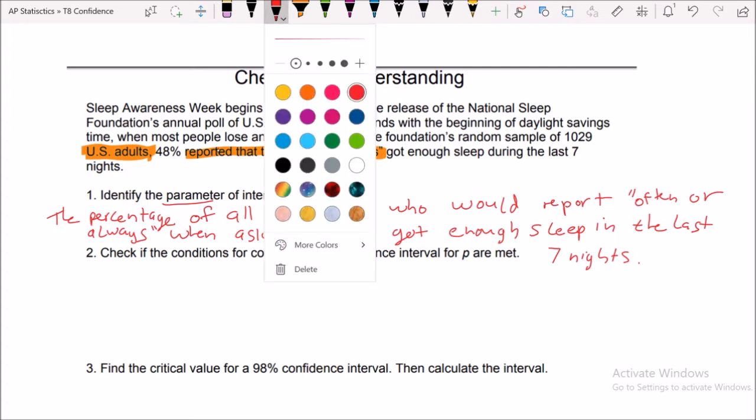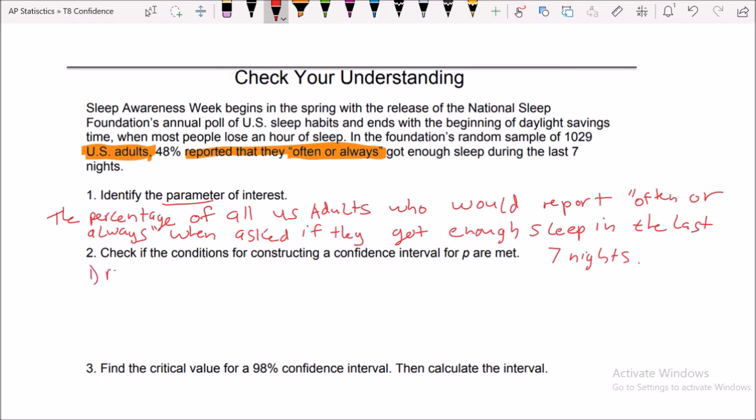Okay, let's run through the 3 conditions. The first one is randomness. Okay, did we do that? Up here they said a random sample. So all I'm going to do for this is put that they did a random sample. Okay, so check. I've checked that condition.